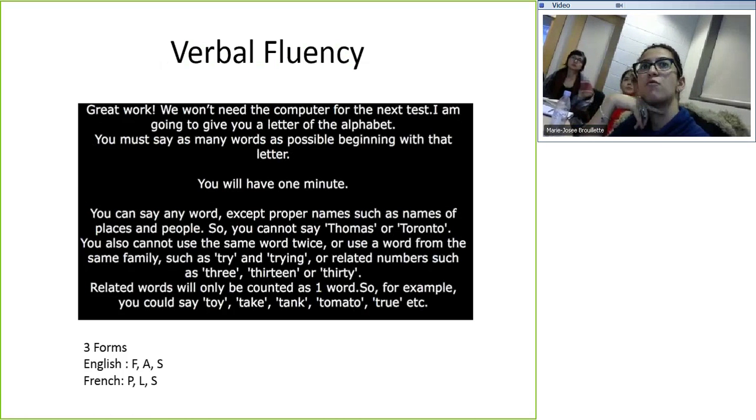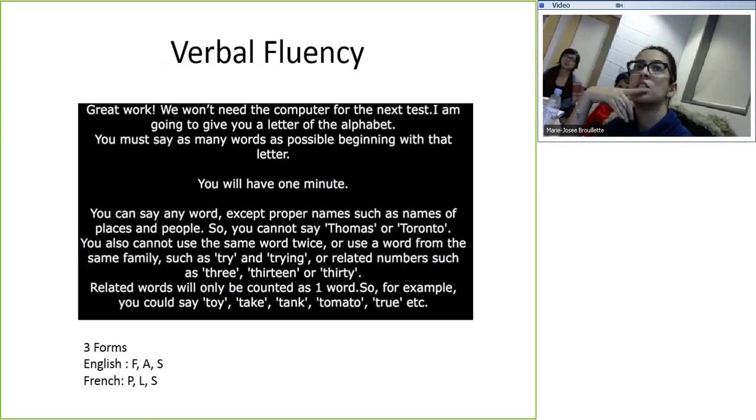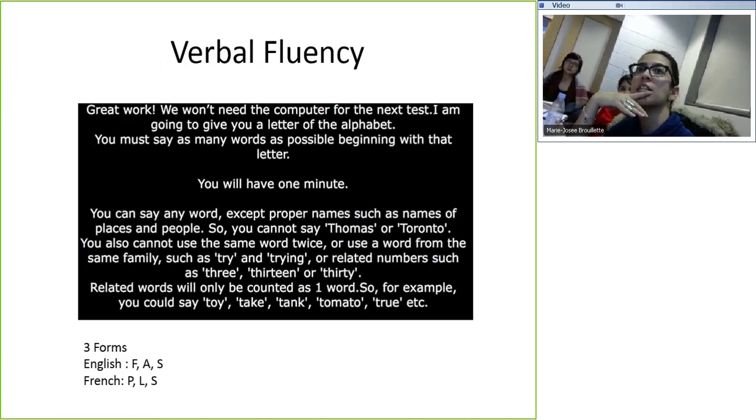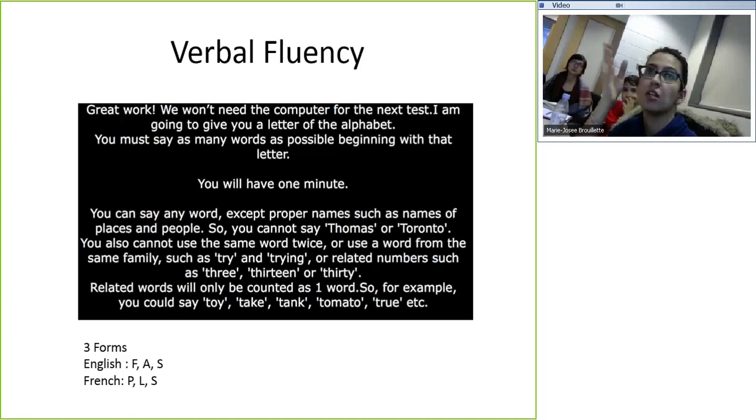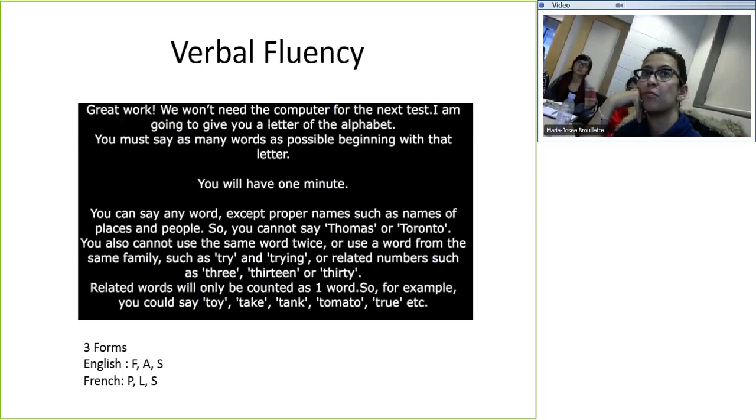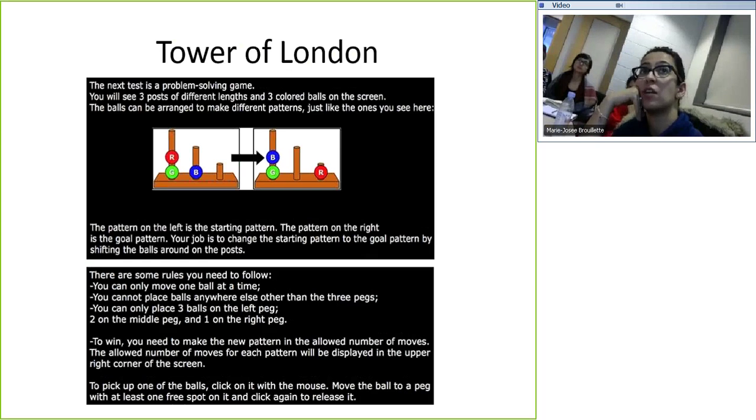So they have 1 minute to give as many words as possible that start with the letter that we give them. There are 3 forms: F-A-S for English, P-L-S for French. It's different letters, and they cannot say proper names or names that are from the same family. Otherwise, they can say any other kind of words, just like in the example here. And finally, the Tower of London.